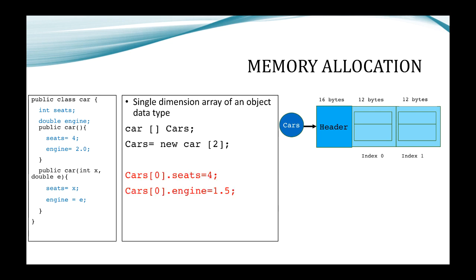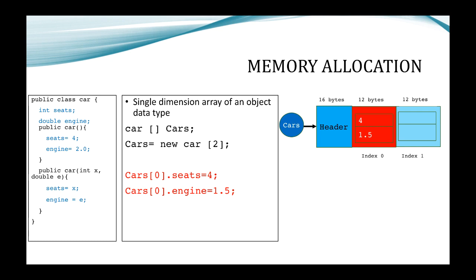Let's see if we can copy some values in there. So if I would like to copy seats 4 and engine 1.5 in the first position in the array cars, I would do something like this. Cars of 0.seats equals 4. Cars of 0.engine equals 1.5. So that will copy these values in the first index position, which is index 0.